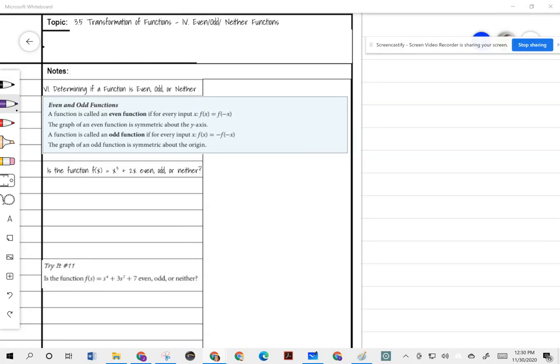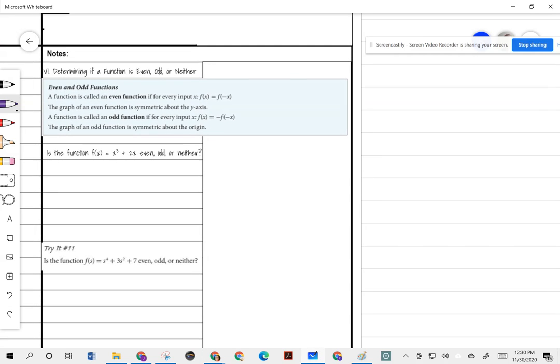Okay, so in this video, we're going to talk about how we can determine whether a function is even, odd, or neither. So we need to look at this from an algebraic perspective, a graphical perspective, and even from a table. So let's look at the definition.